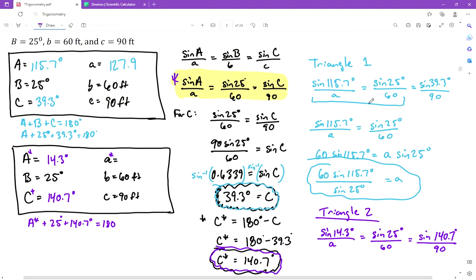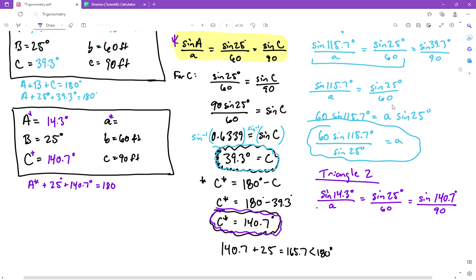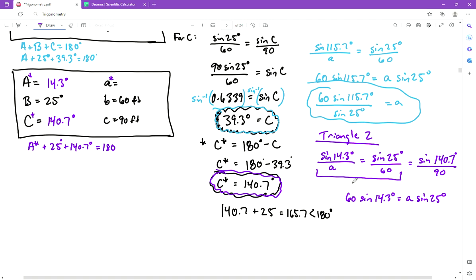So we can still set those up. It pretty much follows the same steps as what we just did in the blue. We would want to set these two equal to each other and then cross multiply. So let's do that in one step. So 60 sine of 14.3 degrees is equal to a sine of 25 degrees. And then we'll divide by sine of 25. So we have 60 sine of 14.3 degrees over sine of 25 degrees is little a. That's what I need to plug in.